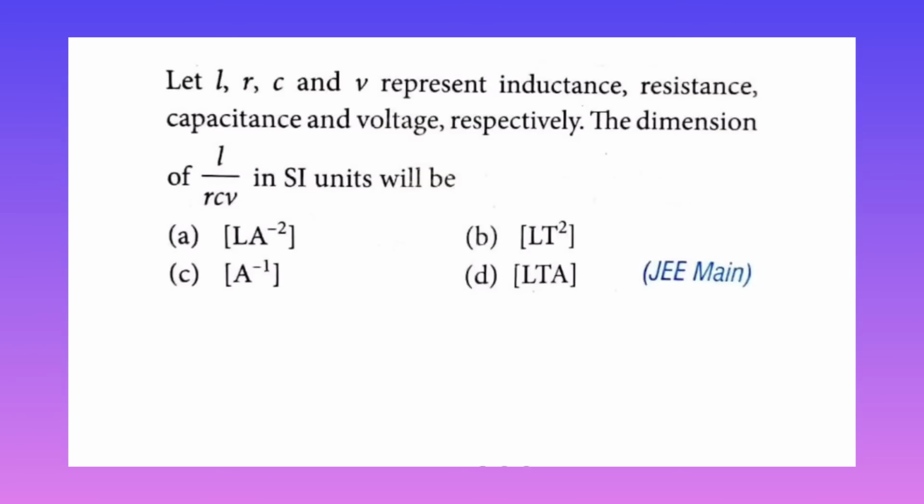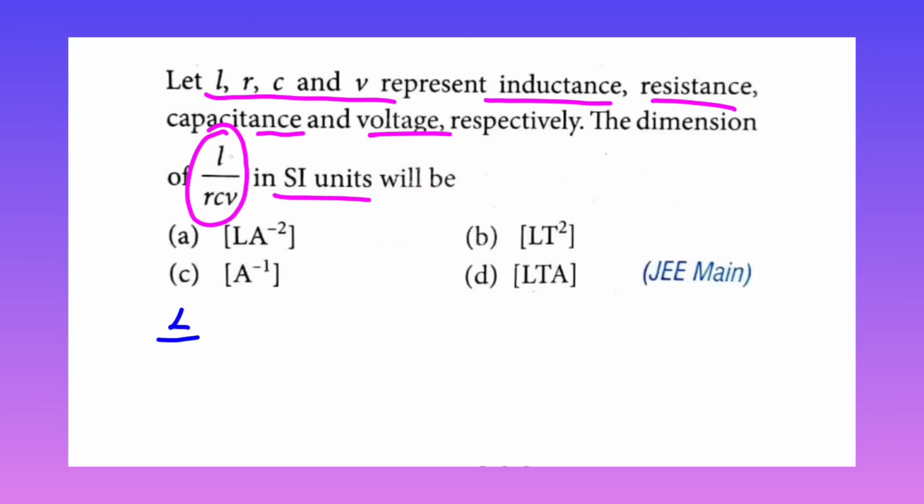Here in this case, how to find out the dimensions of L by RCV in the SI system. Now just see here, L, R, C, V are said to be inductance, resistance, capacitance and voltage. So how are you going to solve this problem? It's very simple here. You all know that inductance by resistance is taken as time constant. That means for this the dimension is T.